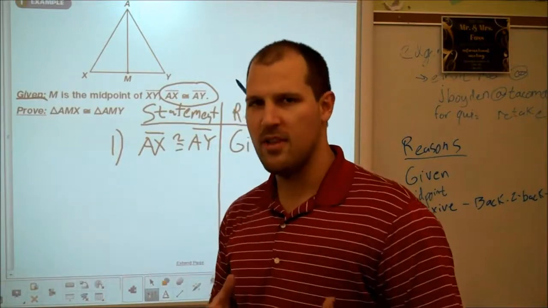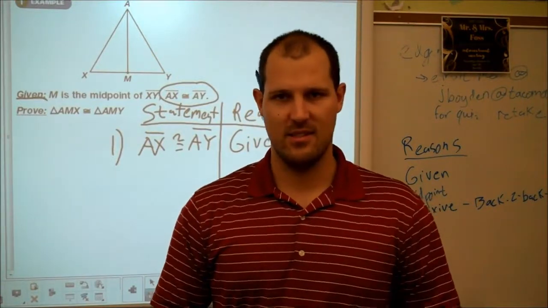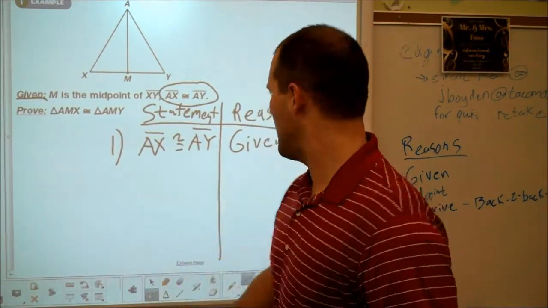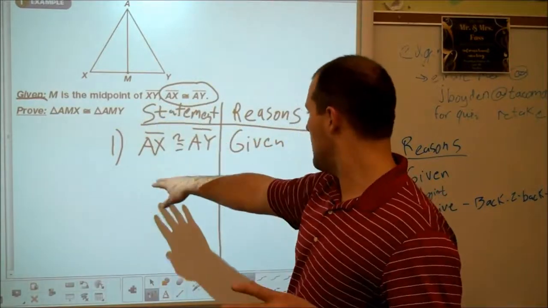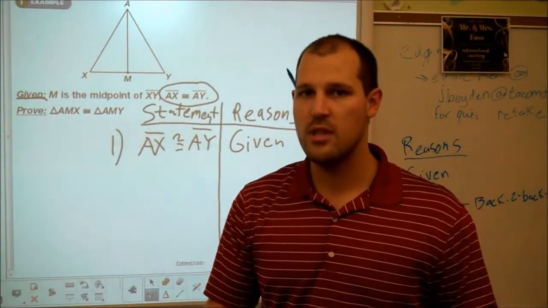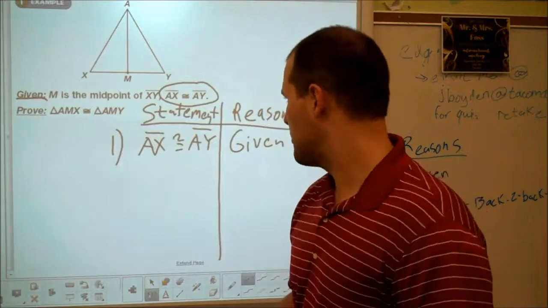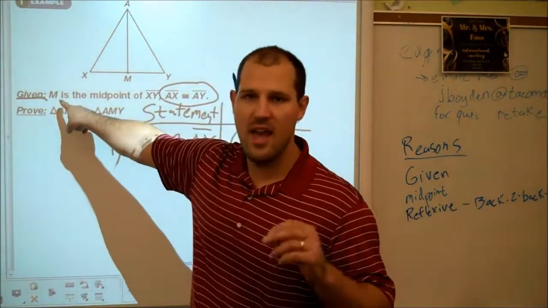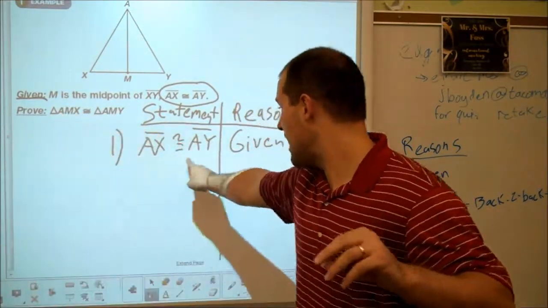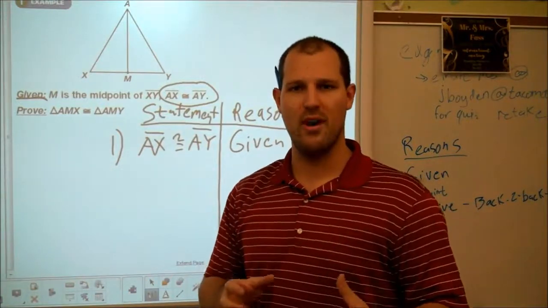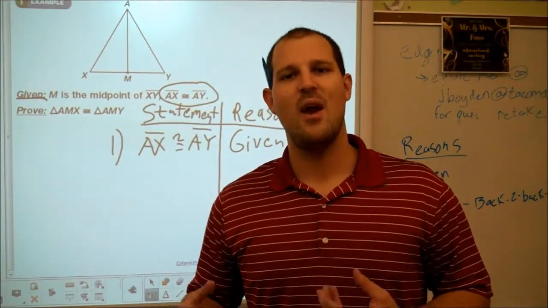Now, these statements have to be symbolic. For this part of the class, we're not writing out sentences, and sometimes that frustrates people. But we're trying to have something symbolic that's mathematical. That was all symbols. I didn't write any words at all. But here's where that gets a little bit tricky. Right here, we're told that M is the midpoint. And I can't write that in here, because "M is the midpoint" is a sentence, and we can only write symbols.